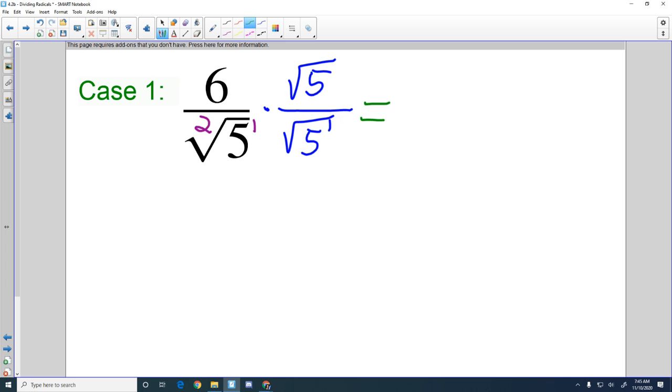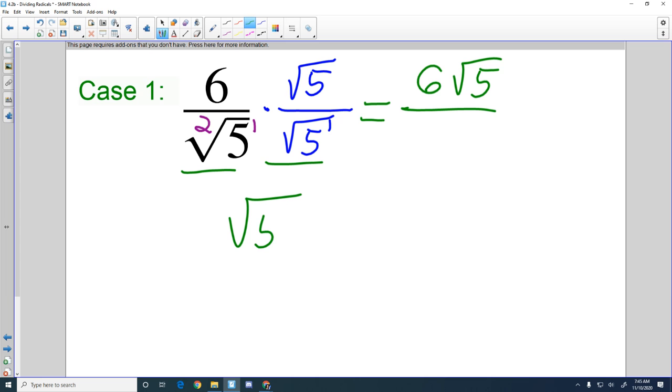Now, why on earth would we do this? Well, up top, you just get something different: 6 times the square root of 5. That part's nice and easy. But the bottom is what really matters. So here's what's going on. If I take the square root of 5 times another square root of 5, that equals the square root of 5 squared, right? 5 times 5, we could write that as 5 squared.